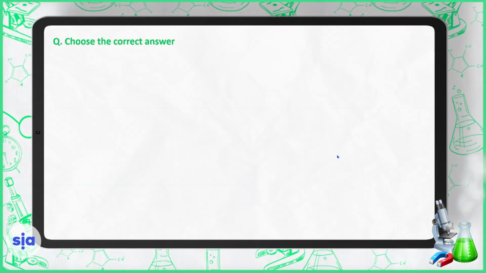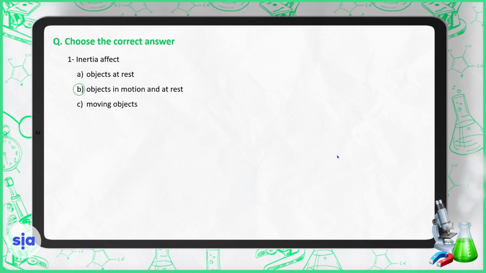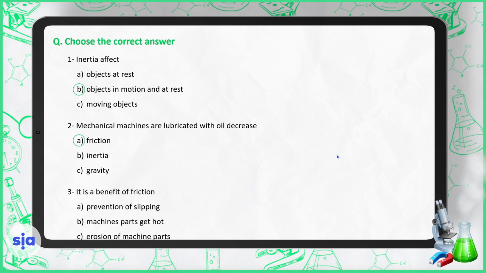Time for questions. Choose the correct answer. Inertia affects: objects at rest, objects in motion and at rest, moving objects only. Both objects in motion and at rest. Mechanical machines are lubricated with oil to: decrease friction, inertia, gravity. Friction. Which is a benefit of friction: prevention of slipping, machine parts getting hot, erosion of machine parts? It's the prevention of slipping.